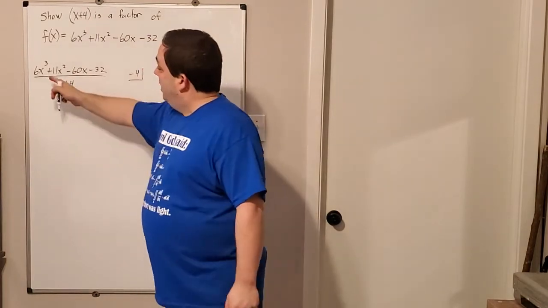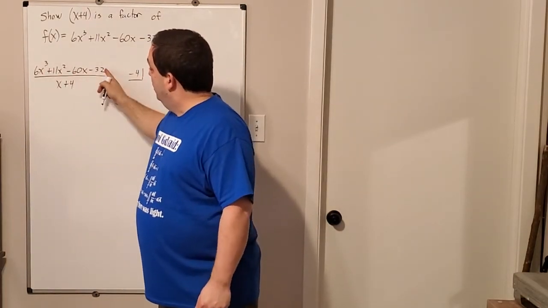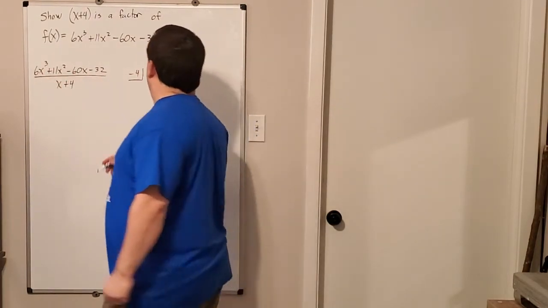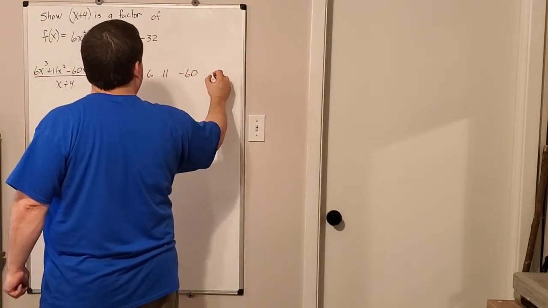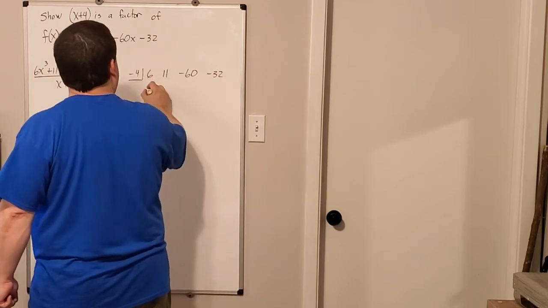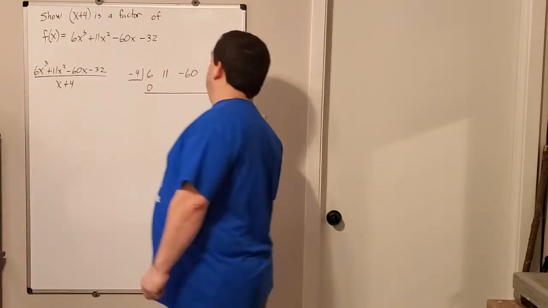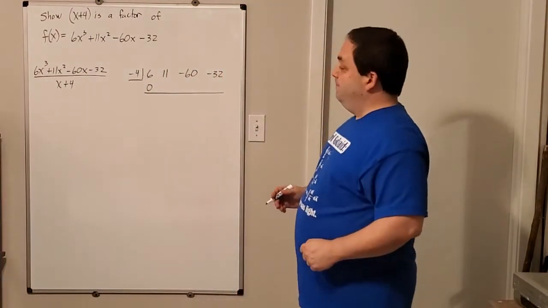And then notice I'm not missing any place values this time. 3, 2, 1, none. So 6, 11, -60, -32. I put my little 0, draw my line. So I've got my division set up ready.